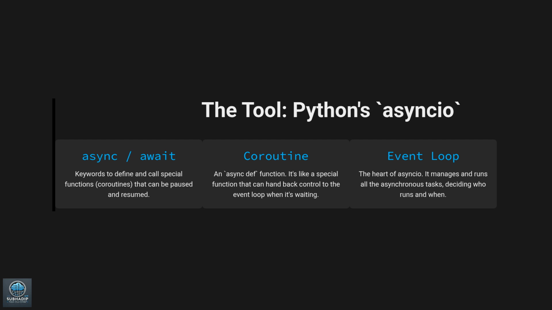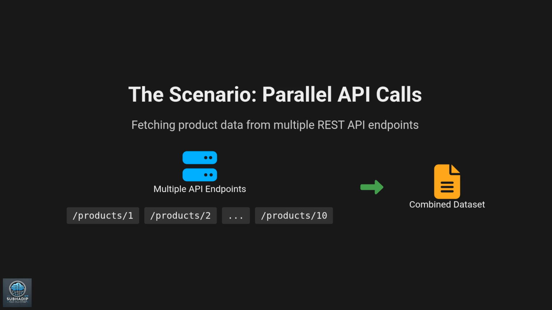Python's built-in library for this is called Asyncio. It works with a few key concepts. The keywords async and await are used to define special functions, called coroutines, which can be paused. The event loop is the coordinator that runs these coroutines, switching between them intelligently whenever one of them is waiting for I/O.